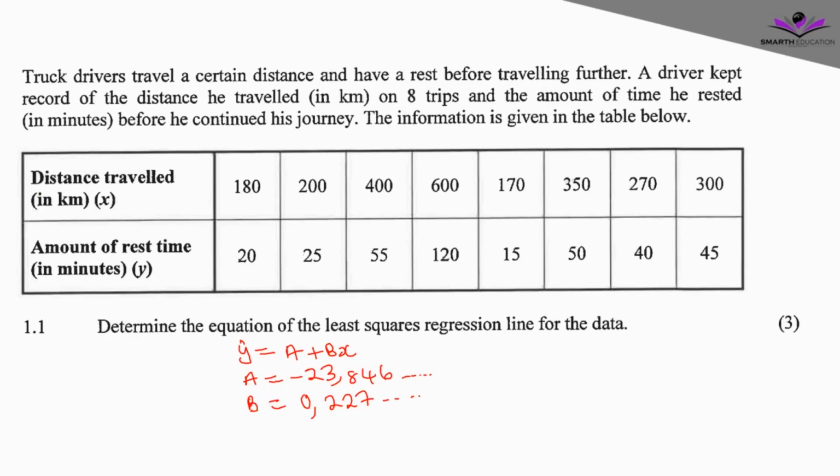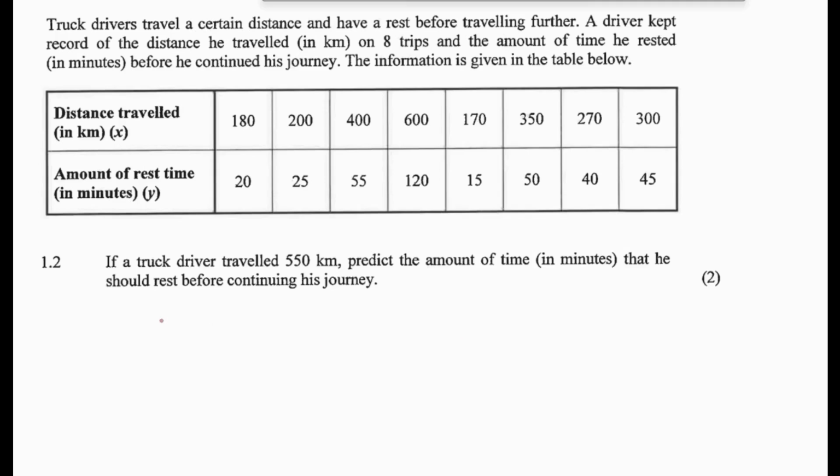So now we can write our equation for the least squares regression line for the data, which is y equals a plus bx. Our a is negative 23,85 if rounded off to 2 decimal places, plus 0,23 if rounded off to 2 decimal places, x. This is our regression line. So we have the value of a, we have the value of b, we have the equation. That is 3 marks.